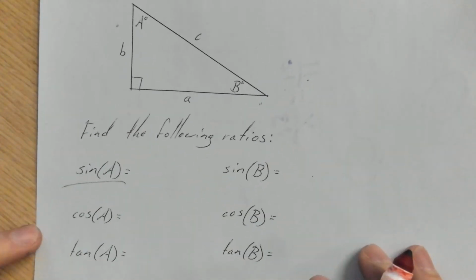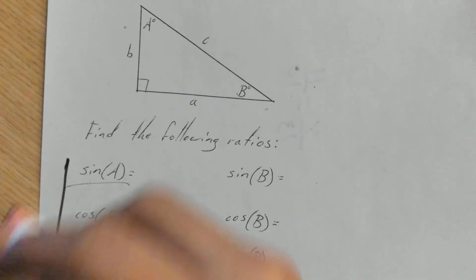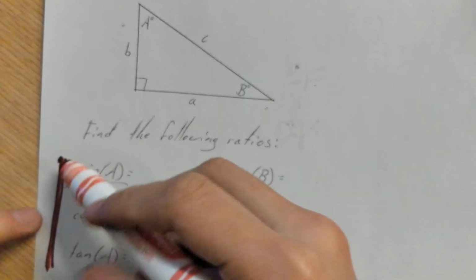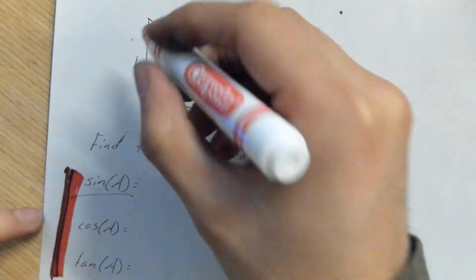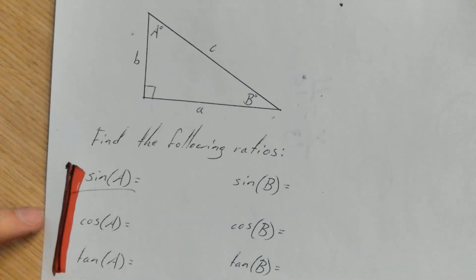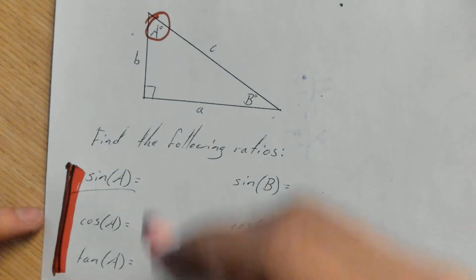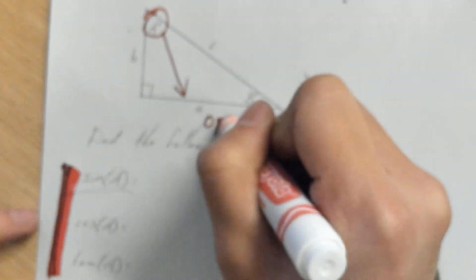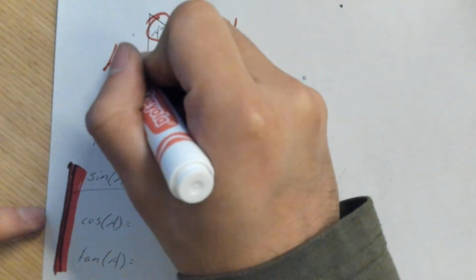All right, so let's see. These ones are going to be in red, and these are for the angle A. So angle A is in red. From this angle, this is my opposite. The longest is of course the hypotenuse, and this would be my adjacent.